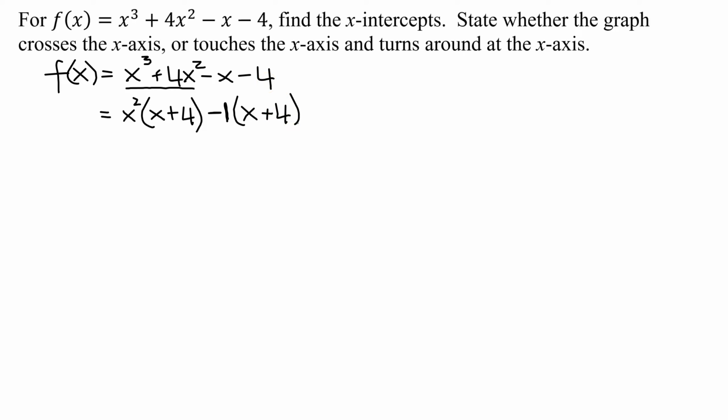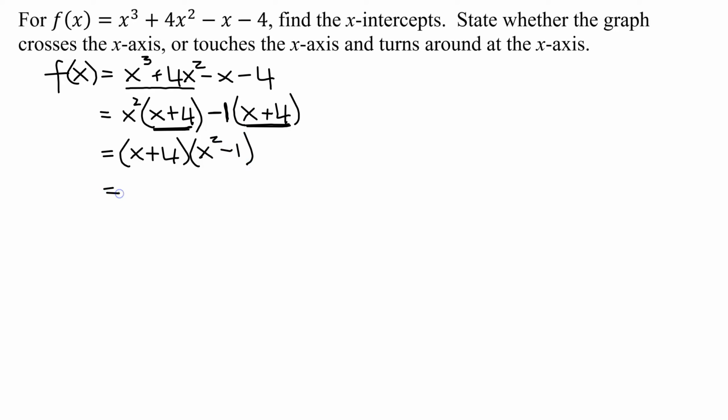Did factor by grouping work? Is this binomial the same as this one? Yes. So this is one of the cases where it works. So my common binomial factor is x plus 4. I factored that in front, and what does it leave behind? X squared minus 1.